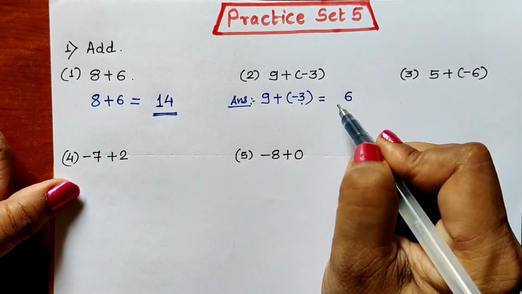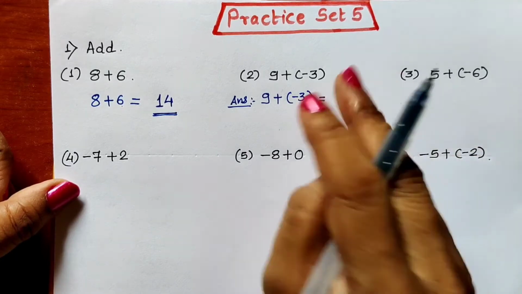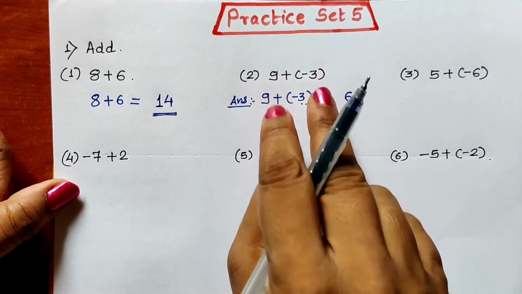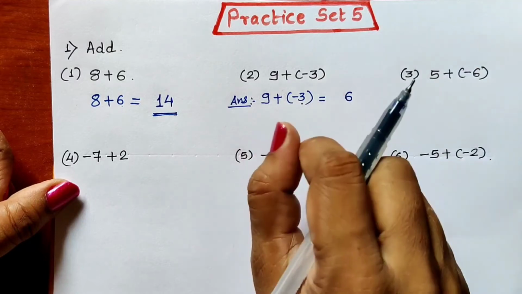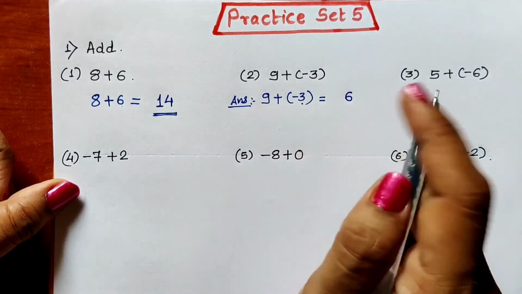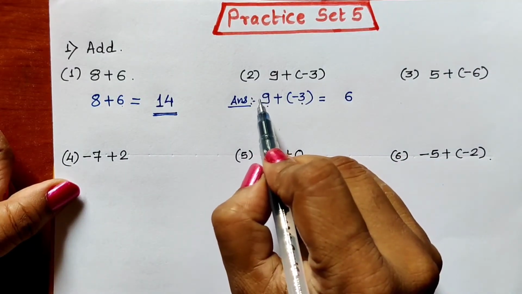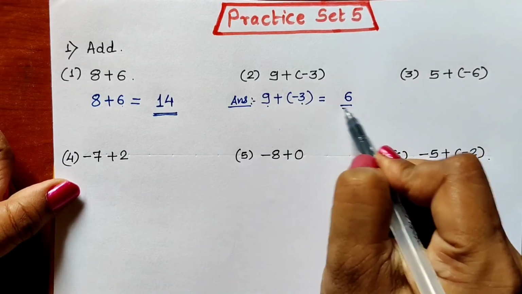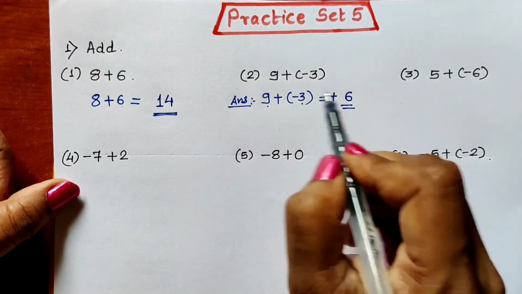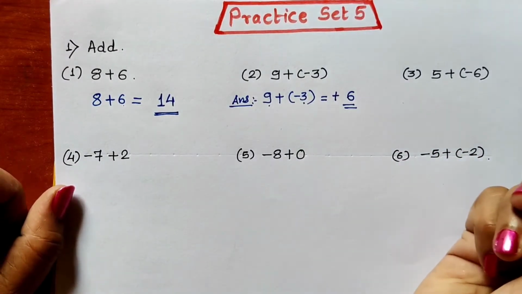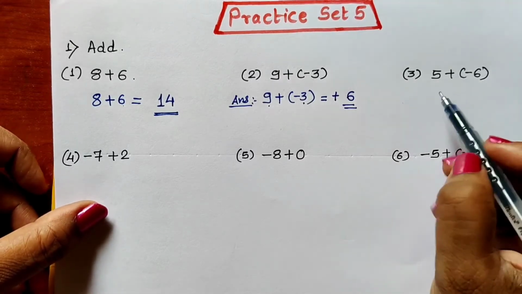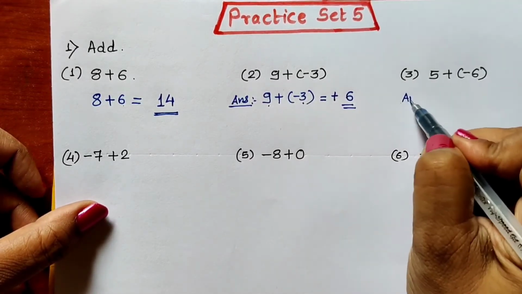And give the sign of the bigger number to the answer. When these two numbers have different sign, subtract and give the sign of the bigger number to the answer. Bigger number is 9. Sign of 9 is plus. So the answer will have plus sign. If you want, you can put the plus sign. Otherwise, you don't put the sign. It is okay.